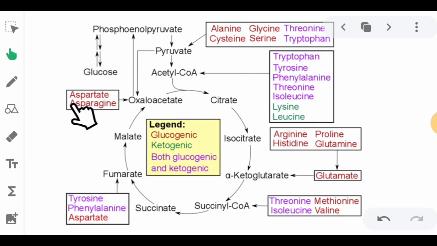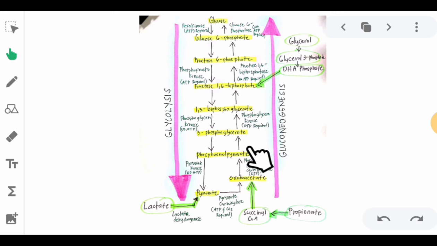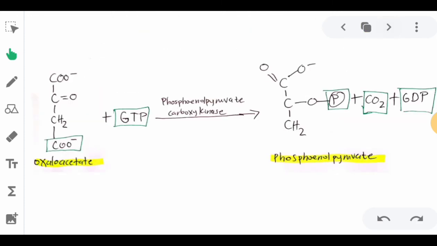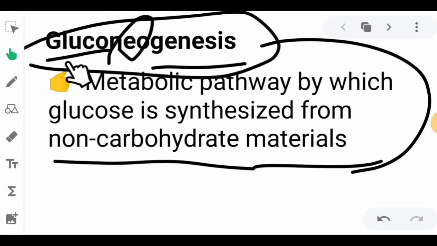And then aspartate and asparagine will be converted into oxaloacetate first, and once it has been converted into oxaloacetate, that will be converted into phosphoenolpyruvate. And once again, when it has been converted into phosphoenolpyruvate, it will follow the same pathway as other non-carbohydrate material that is catalyzed by this enzyme. That is for gluconeogenesis in conversion of amino acids into glucose, which is that amino acid is a non-carbohydrate. So that is all for gluconeogenesis, or the production of glucose from non-carbohydrate materials.